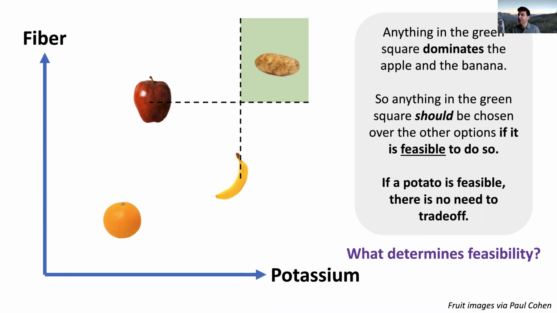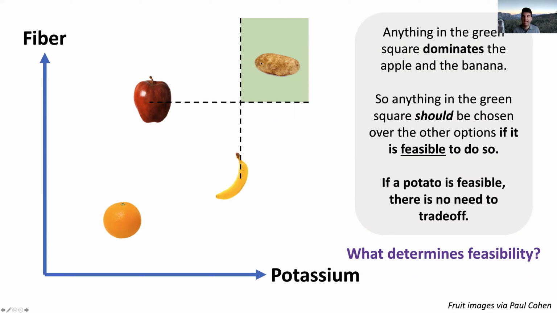All right, so the green section here represents bundles, so food items, that potentially could dominate everything else. So we know that these are our Pareto-efficient set. They're Pareto-efficient because nothing dominates them. But if we were to introduce a potato, and by the way, I did look up nutrient numbers for all these when I came up with this, a potato actually is higher in potassium and in fiber than both of these.